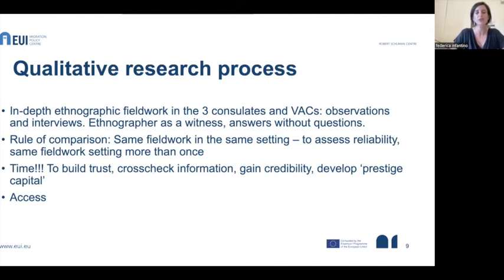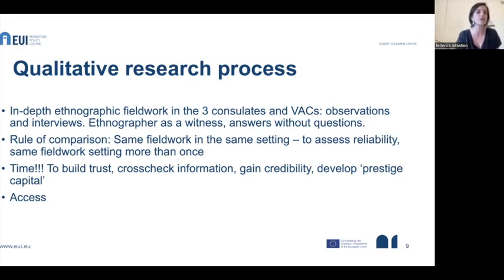Time is a key element because it allows you to build trust and rapport with research participants. It allows you to cross-check information. It allows you to gain credibility vis-a-vis the person you are interacting with, and also to develop what I call prestige capital, which is connected to the issue of credibility. The more you are in the setting, the more you understand those social worlds, and the more you become credible in the eyes of your research participants. And for this, time is key.